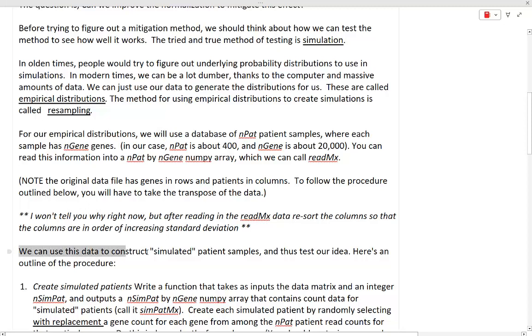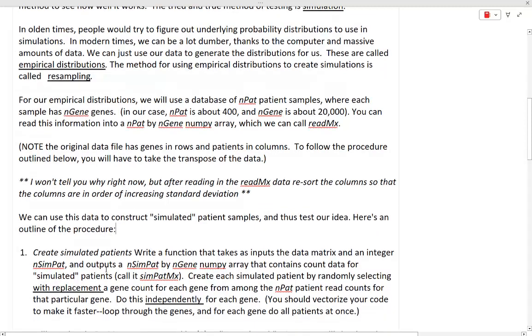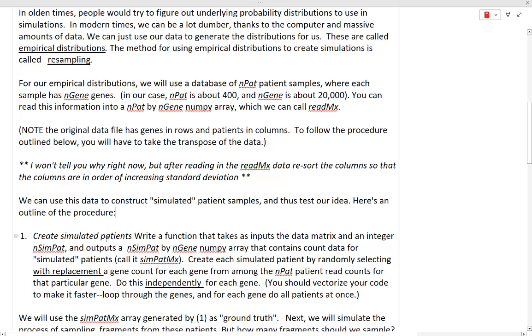So we can use this data to construct simulated patient samples and test our idea. Here's an outline of the procedure. First, create simulated patients. Write a function that takes as inputs the data matrix and an integer nsympat, and outputs an nsympat by n gene NumPy array that contains count data for the simulated patients. And we'll call that sympat matrix.